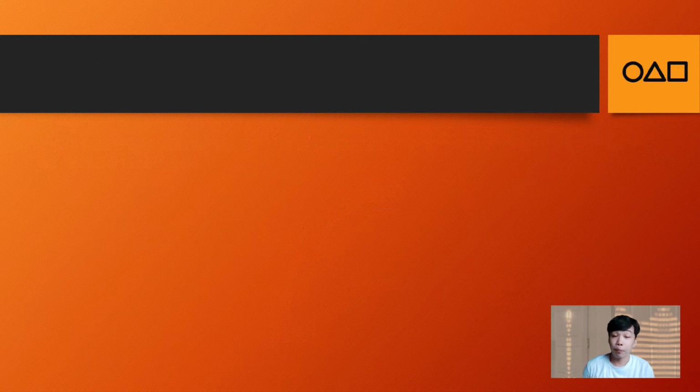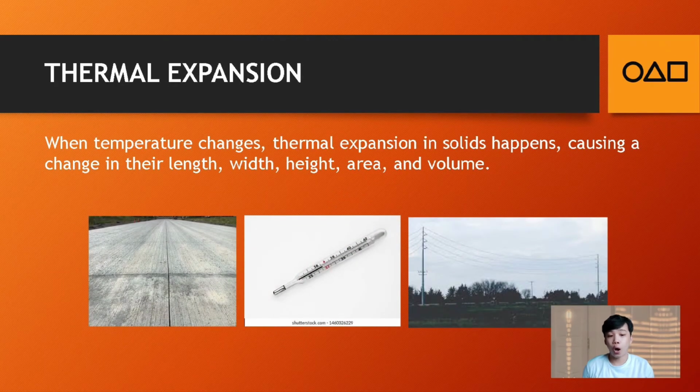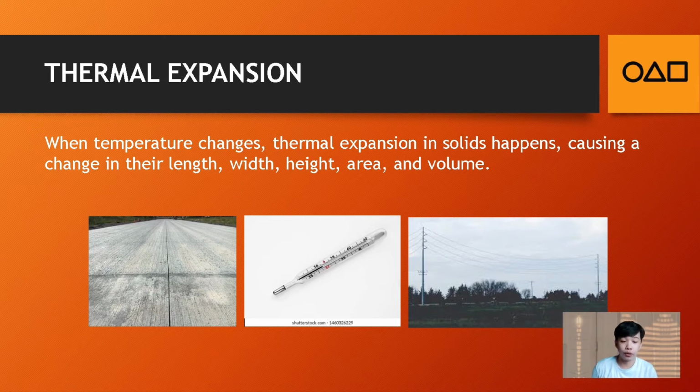Also, if temperature changes, certain objects change in their length, width, height, area, and volume. We call this thermal expansion. For example, the mercury thermometer. If the mercury inside that thermometer is subjected to a hot object, it expands. That is why the mercury thermometer is used in measuring.